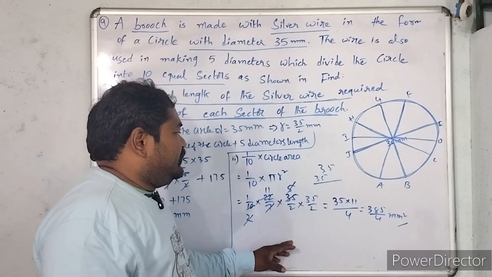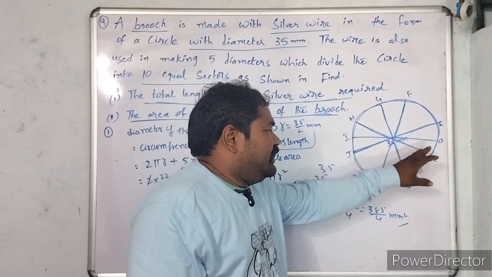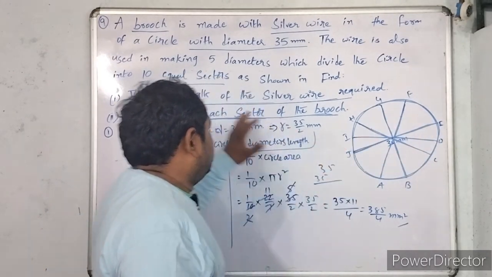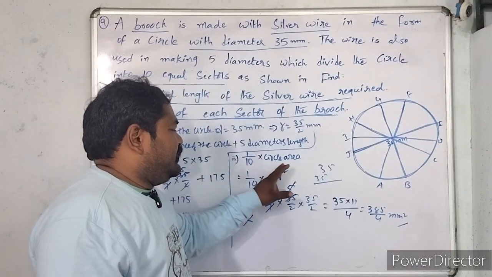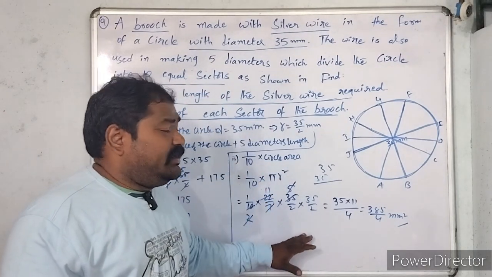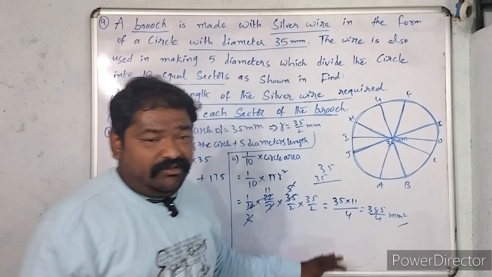Area of each sector, having equal length. 10 equal sectors are given. Therefore, each sector has equal area. Therefore, circle area divided by 10 gives the area of each sector. Okay, thank you.